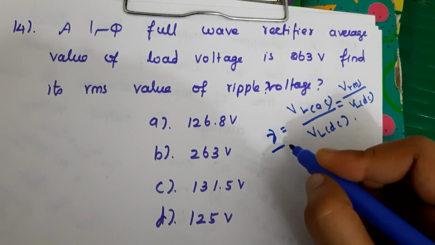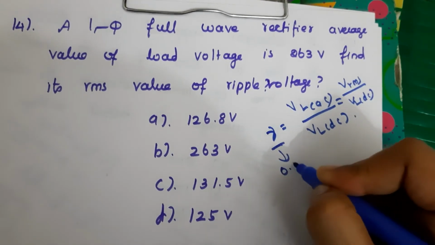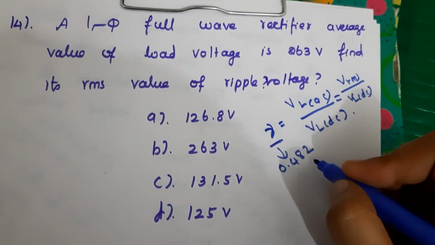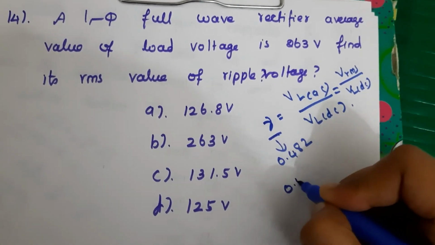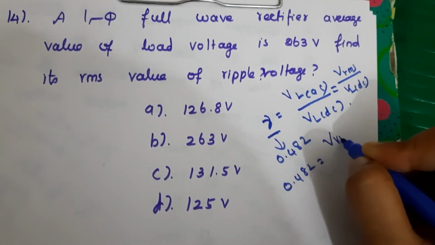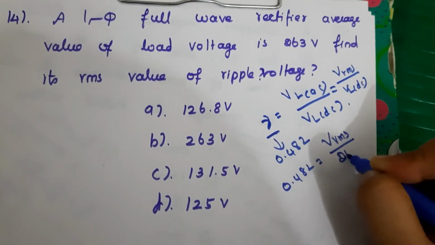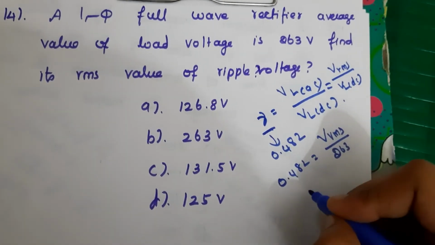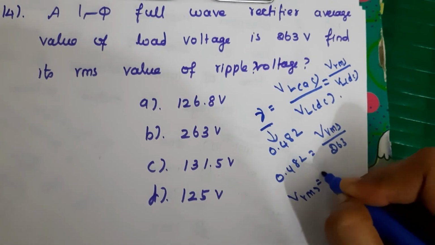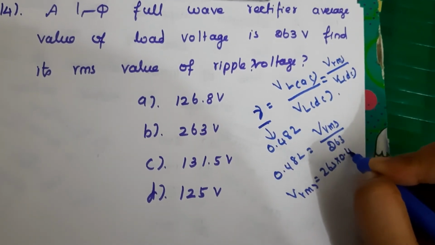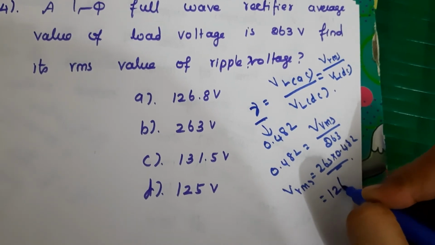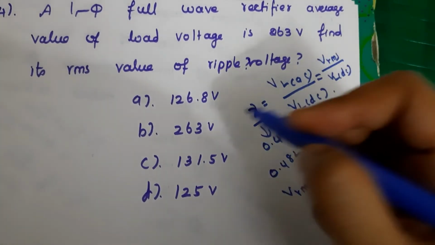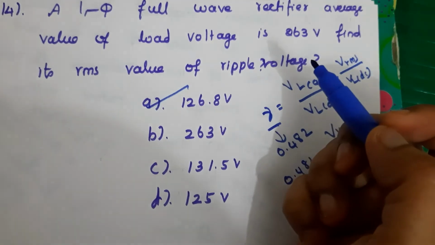So we know the ripple factor of a full wave rectifier is equal to 0.482. Putting all values in this equation, we get 0.482 equal to VRMS divided by 263 volt, and VRMS is equal to 263 into 0.482. Solving this we will get 126.8 volt. So here the answer is A.